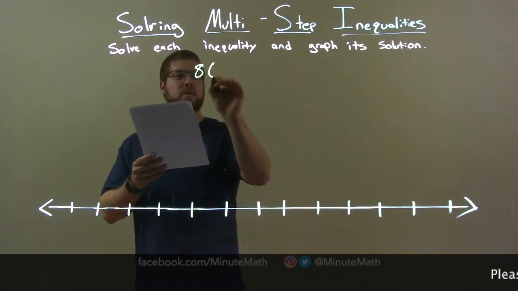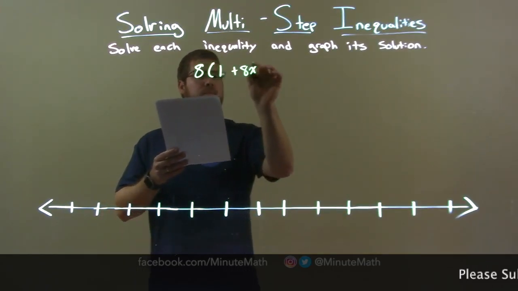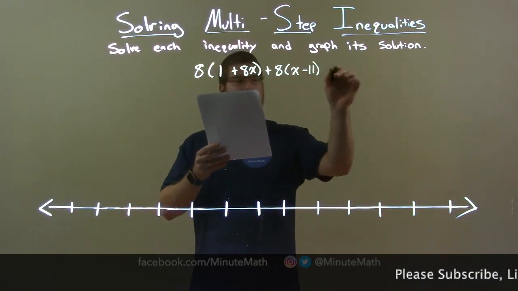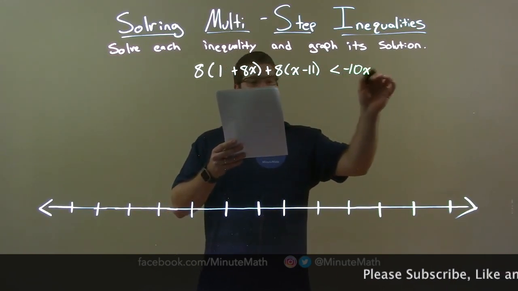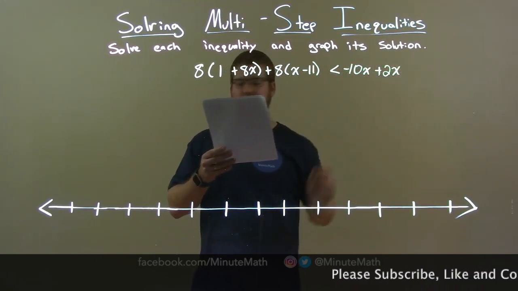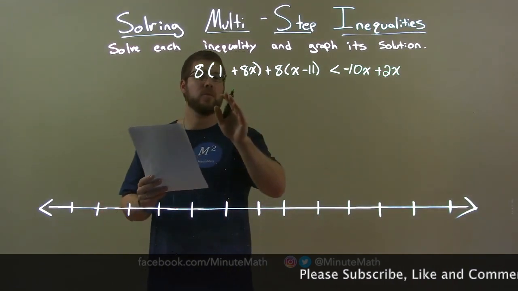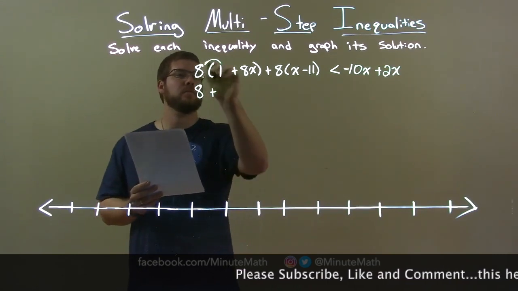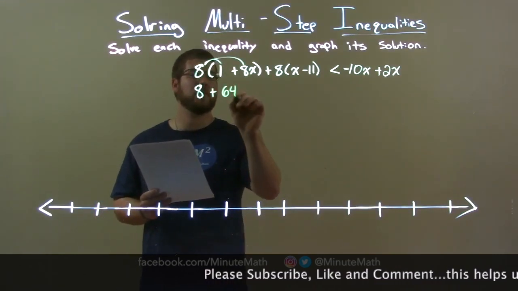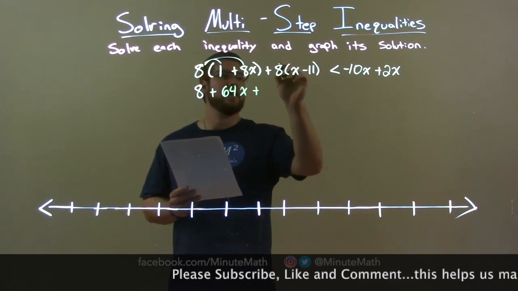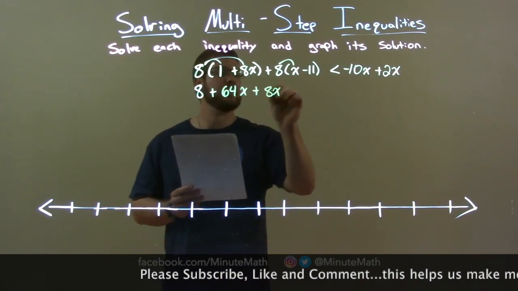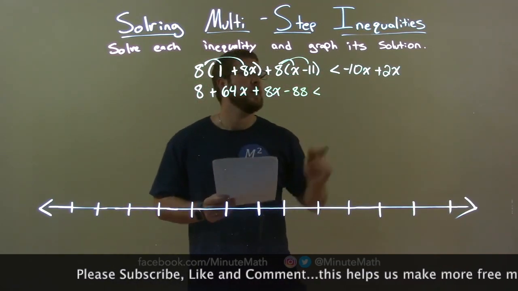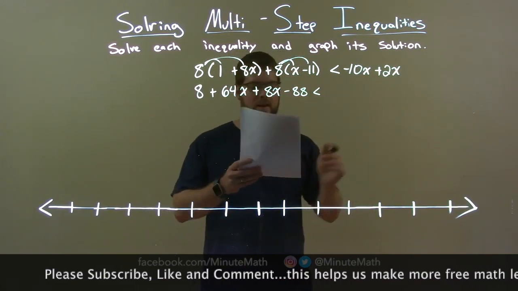8 times 1 plus 8x plus 8 times x minus 11 is less than a negative 10x plus 2x. All right. First thing, let's distribute to each parenthesis. 8 times 1 is 8 plus 8 times 8x is 64x. Now we add 8 times x is 8x, and 8 times a minus 11 is a minus 88. That's less than negative 10x plus 2x is a negative 8x.